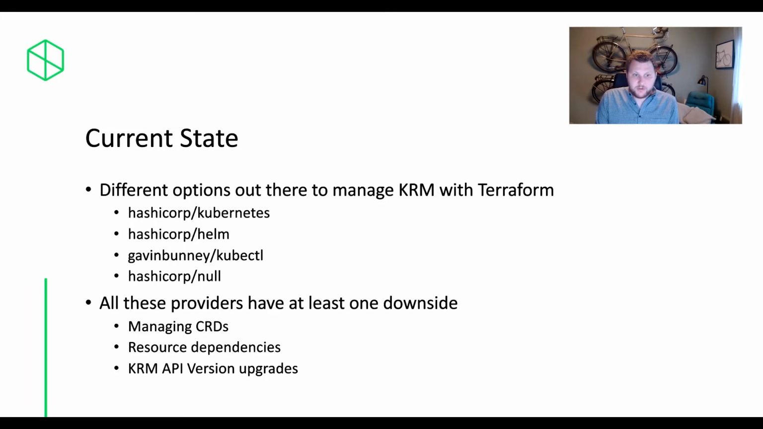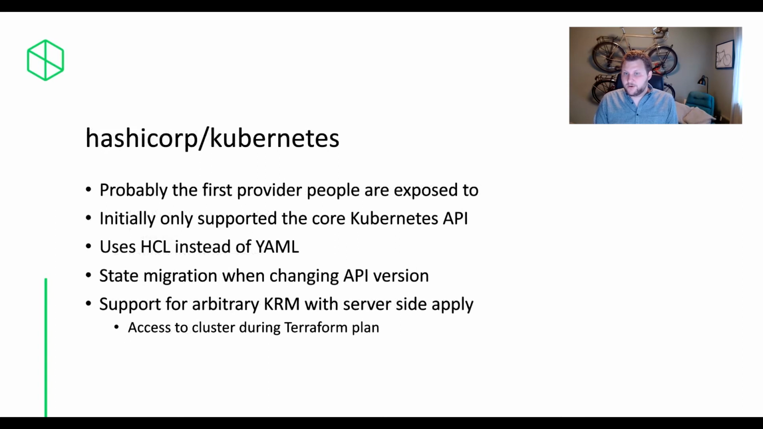The Kubernetes provider built by HashiCorp is probably the most common provider that people use to interact with Kubernetes. It is also the simplest and the one that is used in a lot of examples. Initially, during its first versions, it only supported the core Kubernetes APIs. So you couldn't manage custom resources with this Terraform provider. And there are a lot of technical reasons why this is the case. It uses HCL instead of YAML. YAML is the common way to define Kubernetes resources, but in this case, it uses HCL.